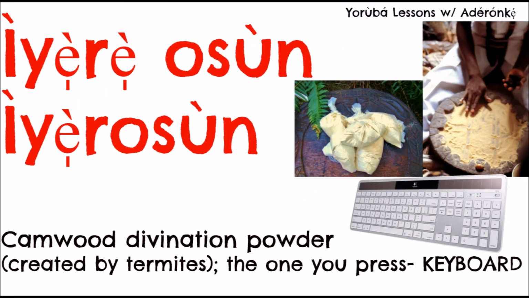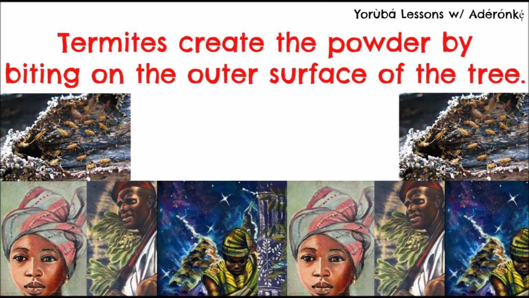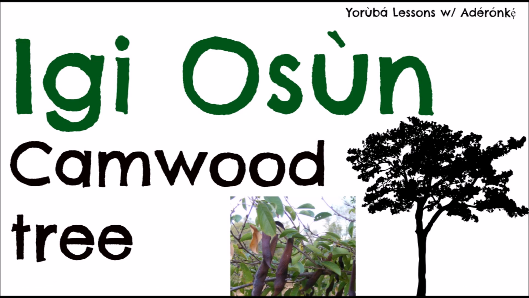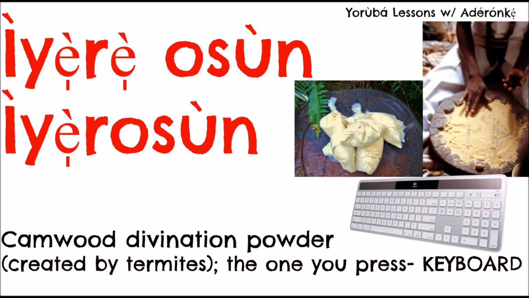And then we have the ìyẹ̀rẹ̀. Again, the picture of the man divining. The ìyẹ̀rẹ̀ is the camwood divination powder created by termites. So termites bite the igi osun, the osun tree, and they form the ìyẹ̀rẹ̀. Some people call it ìyẹ̀rẹ̀. It's just a combination of both words. I would talk about that, about the Yoruba system of combining words, especially when the last letter of the first word and the first letter of the second word are both vowels. Iyerosun can be likened to the keyboard.